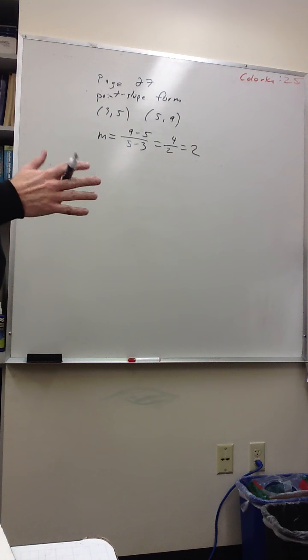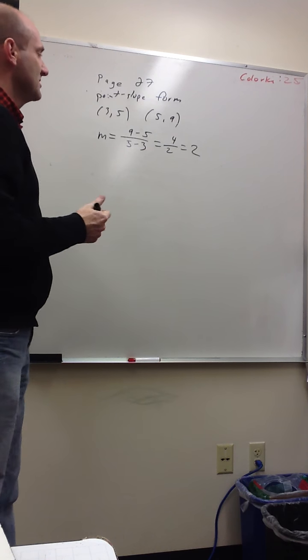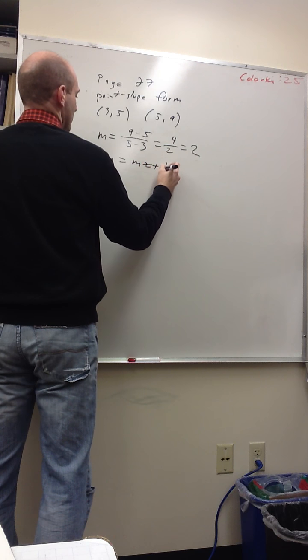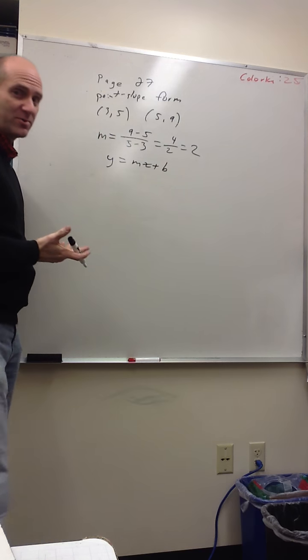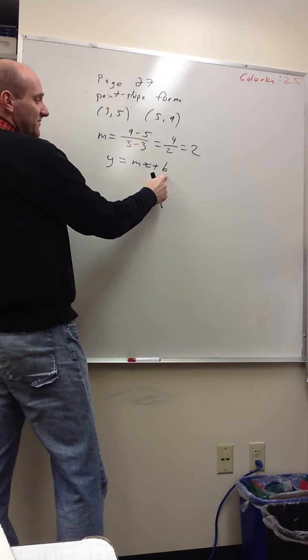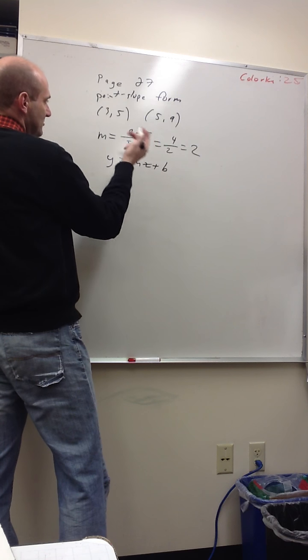And, last year or 2, maybe 5 years ago, you also learned that you could put this into the middle schooler's favorite way to write a line, slope-intercept, y equals mx plus b. And the m is 2, but if you need to find the y-intercept, you can plug in x and y. So let's do that.